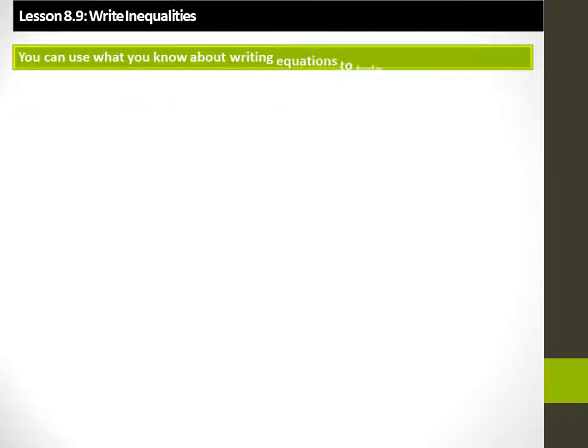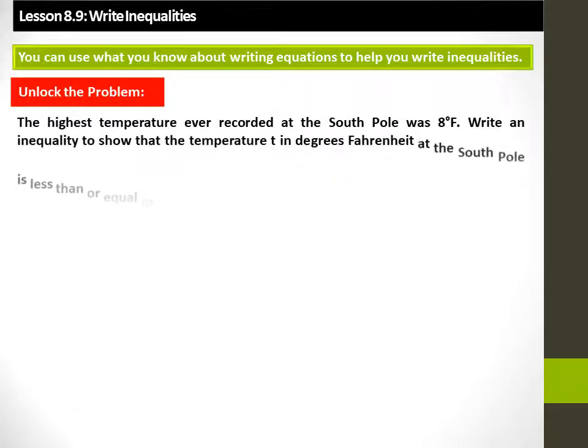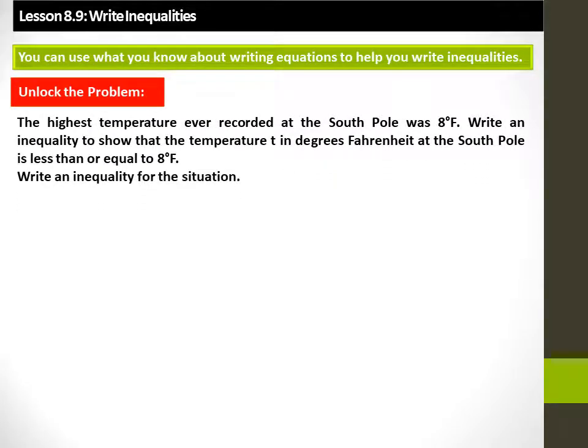Write inequalities. You can use what you know about writing equations to help you write inequalities. Unlock the problem. The highest temperature ever recorded at the South Pole was 8 degrees Fahrenheit. Write an inequality to show that the temperature T in degrees Fahrenheit at the South Pole is less than or equal to 8 degrees Fahrenheit. Write an inequality for the situation.